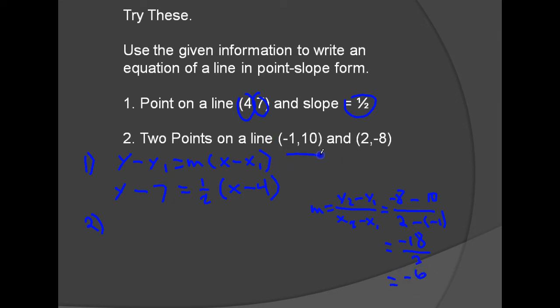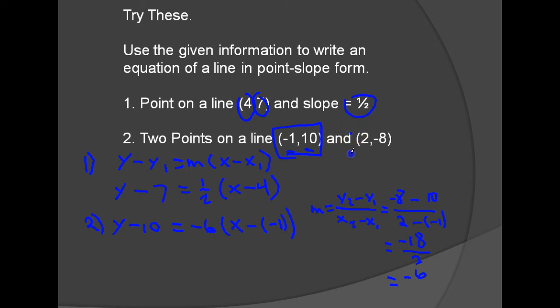I have 2 points. I'm going to use this point first. So y minus my y value is 10 equals my slope, which I just figured out is negative 6, times the quantity x minus my x value is negative 1. Keep in mind I can clean this up and make that x plus 1. Right, that would be my equation in point-slope form if I use the first point.